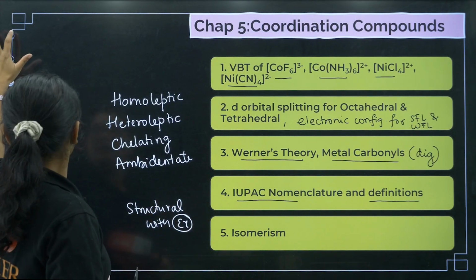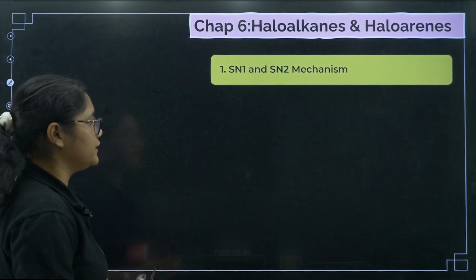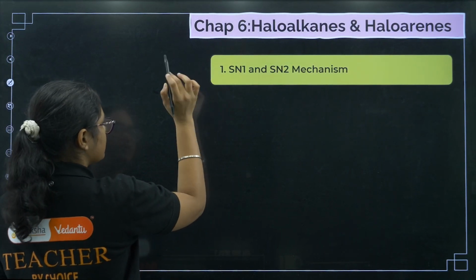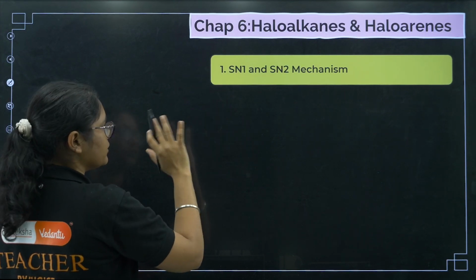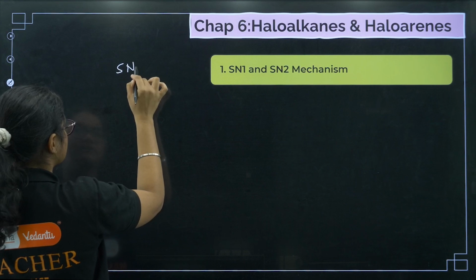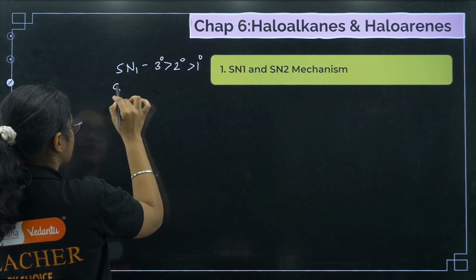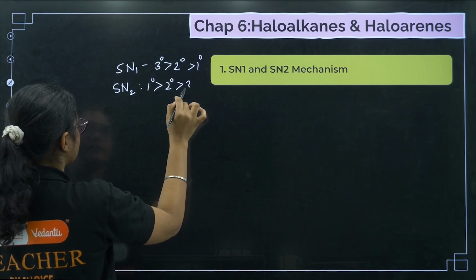Okay. Next, moving towards organic chemistry, the first chapter, haloalkanes and haloarenes. So we have SN1 and SN2. This is a very important question. So you should focus on the mechanisms of both of them. You should be knowing the order. For example, in SN1 it is 3 degree, 2 degree and 1 degree, and for SN2 it is 1 degree, 2 degree and 3 degree, right?